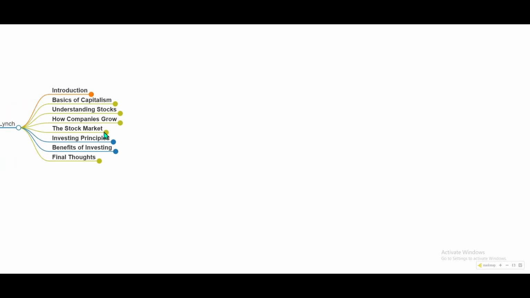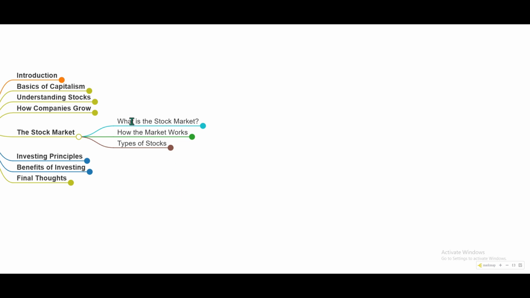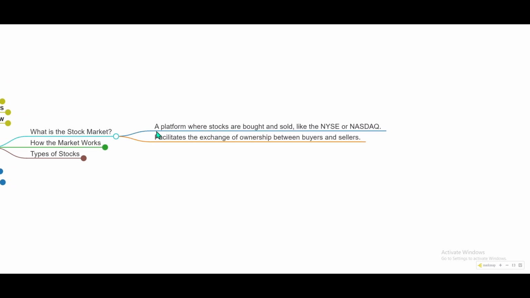Okay, then the stock market. In the stock market topic, the author deals with three things. First, what is the stock market? He says that a stock market is a platform where stocks are bought and sold. We all know, like NYSE, the New York Stock Exchange, or Nasdaq. Its full form is very trivial. I don't remember it now. Nasdaq is also a stock exchange.